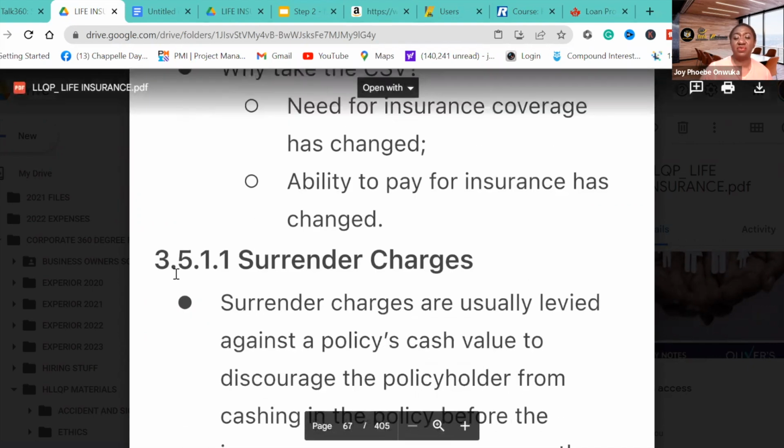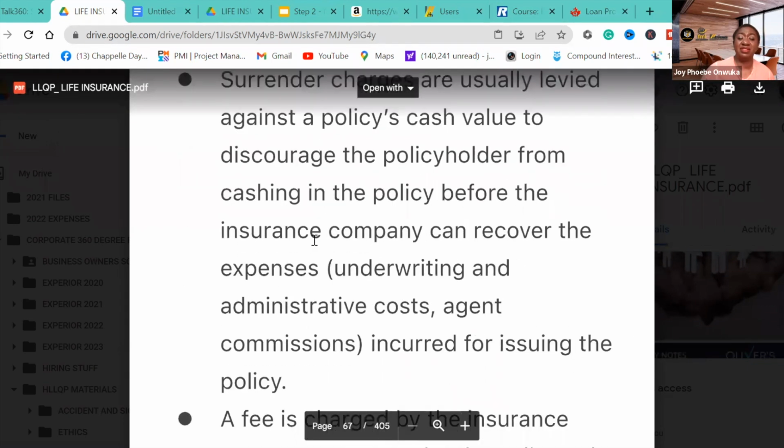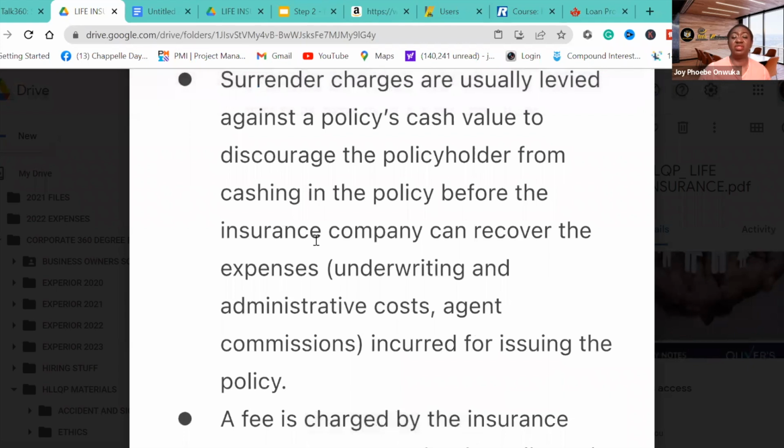Okay? Now, surrender charges. Surrender charges are usually levied against a policy's cash value to discourage the policyholder from cashing in the policy before the insurance company can recover the expenses. That is, from the underwriting, administrative costs, and agent commission incurred for issuing the policy.